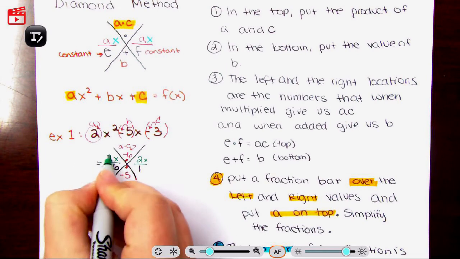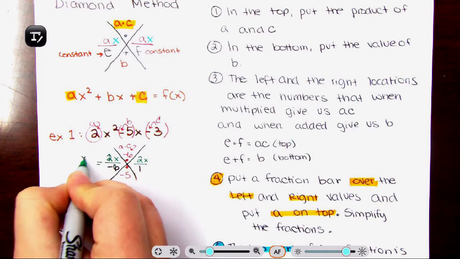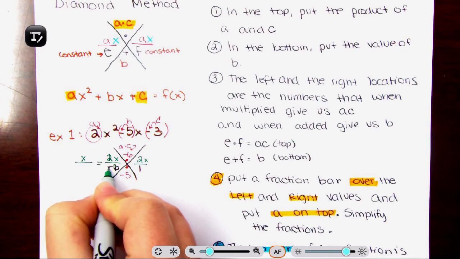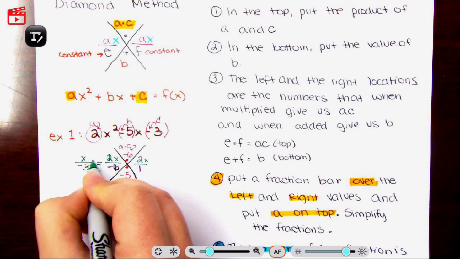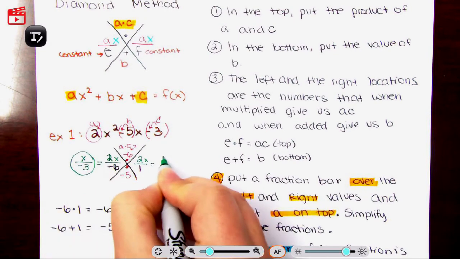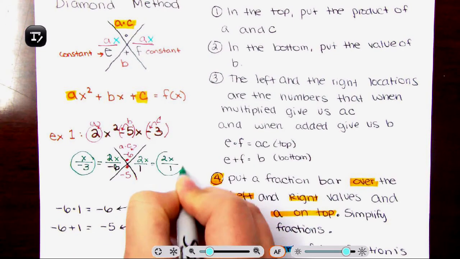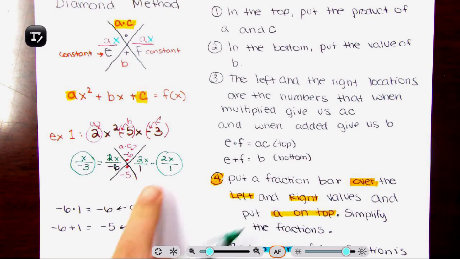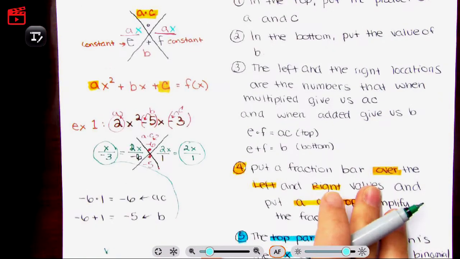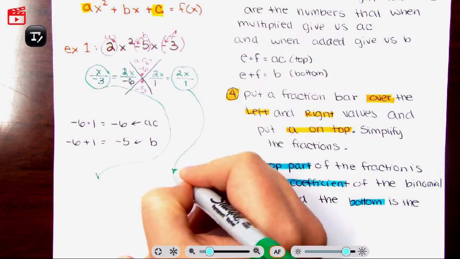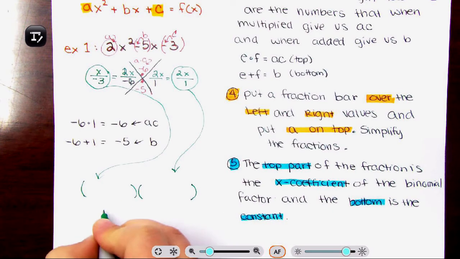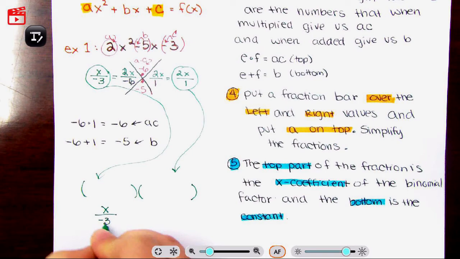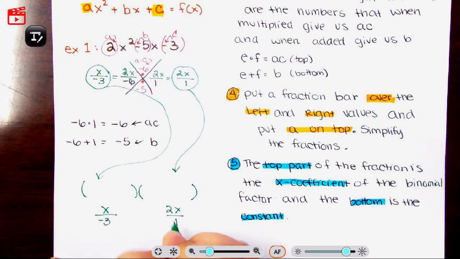Then simplify. So I have 2 and 6, so I have x over negative 3 as my simplified fraction. This one cannot simplify, so I simply have 2x over 1. So how are we going to use these two bubbles? These two are going to make up your factored answer. So you're going to have two bubbles. On the first one, you have x over negative 3, and on the second one, you have 2x over 1.